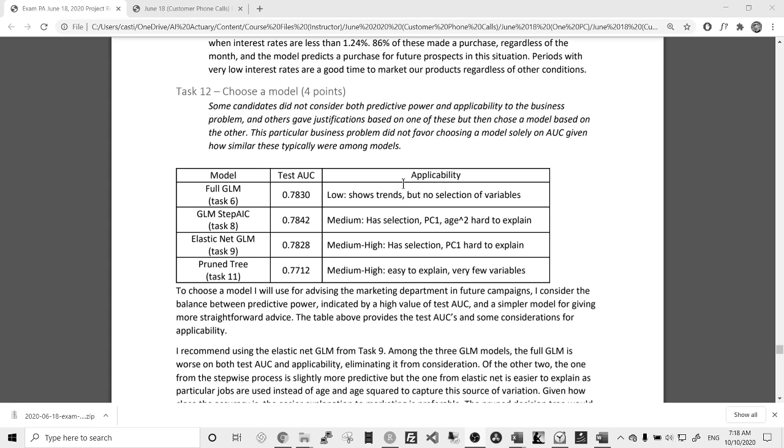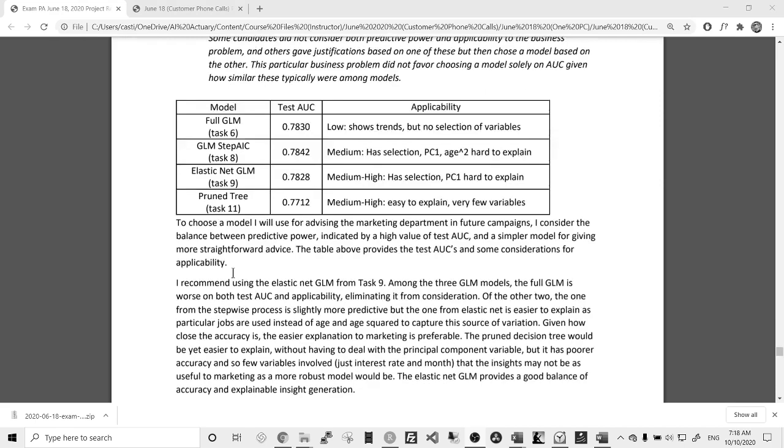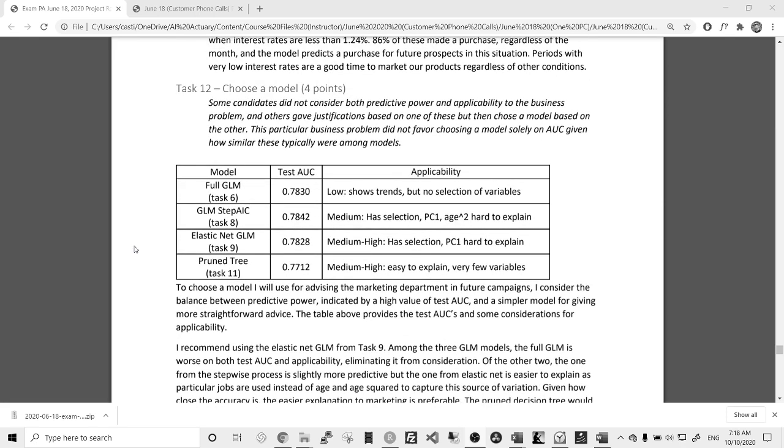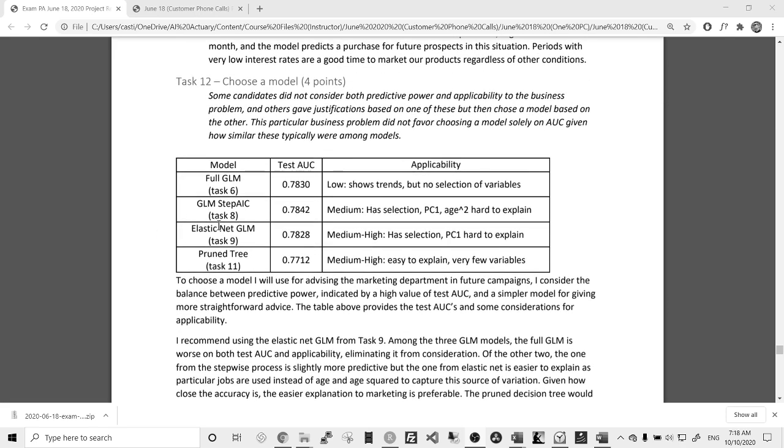Note that because their elastic net performed variable selection, it resulted in a simpler model, and that's the result that they recommend. However, in this solution, we found that the pruned decision tree was easier to interpret while still giving high predictive power, and so this was our choice. It doesn't say anywhere in this solution that you would need to choose the elastic net, right?